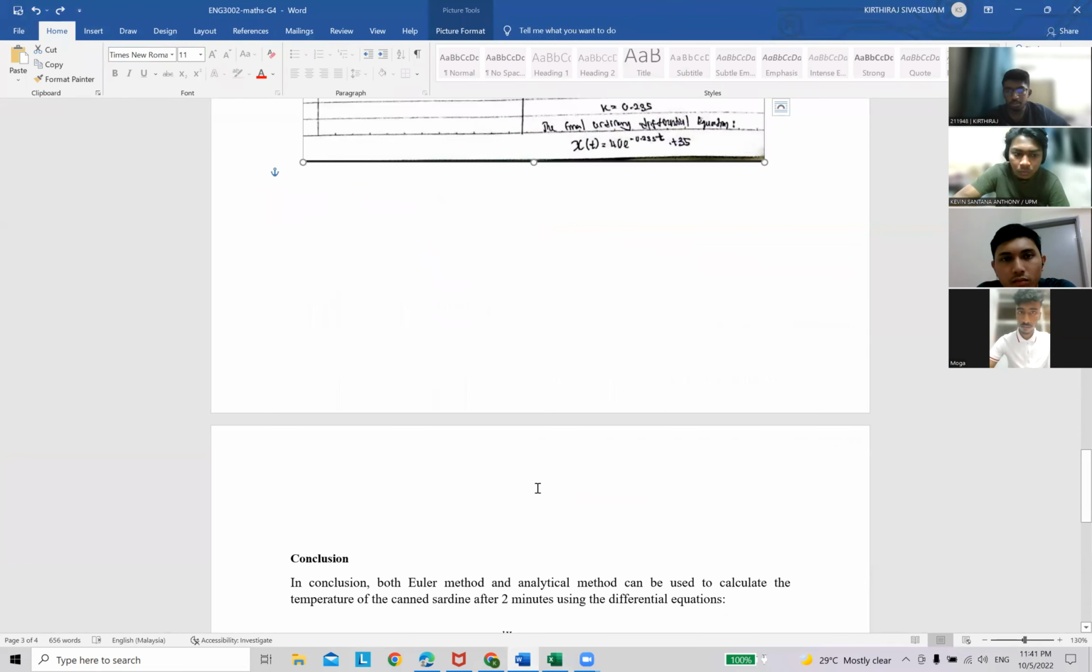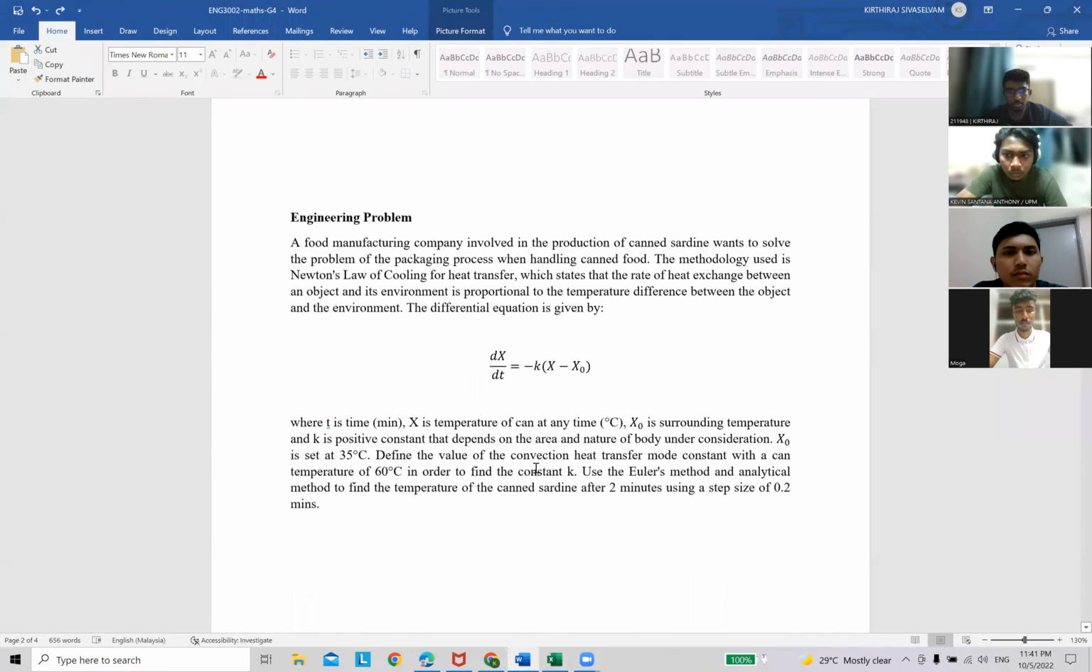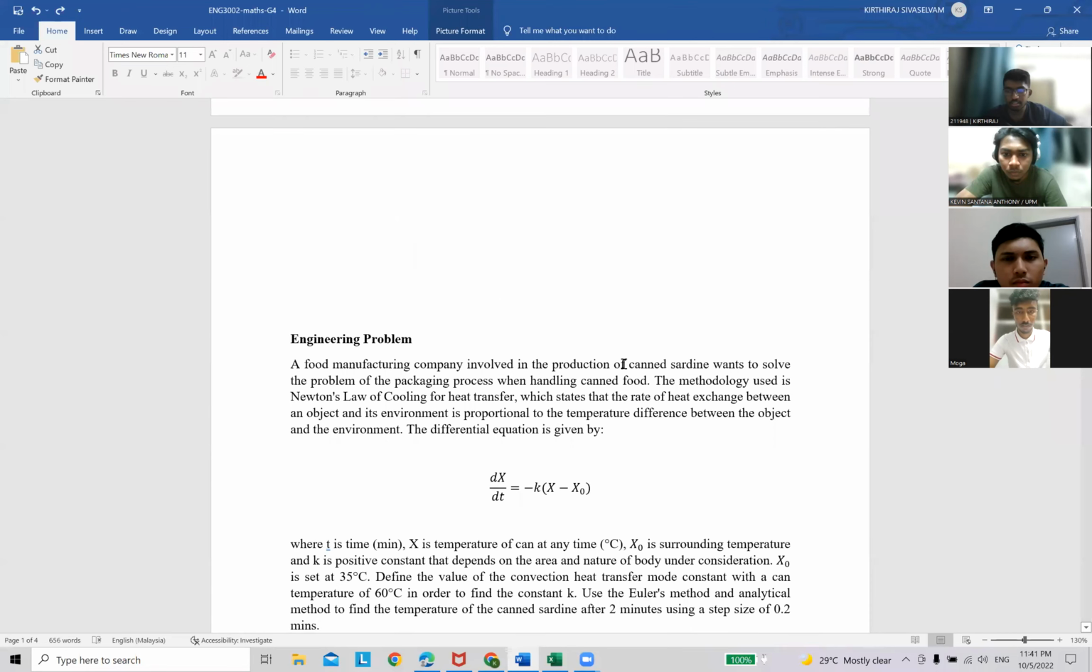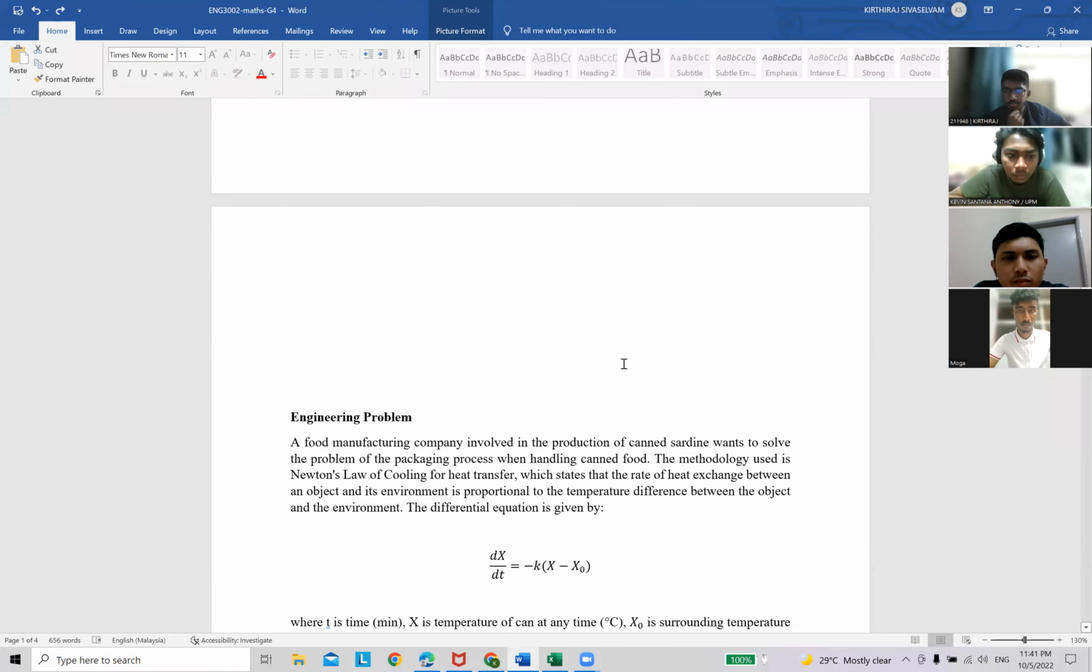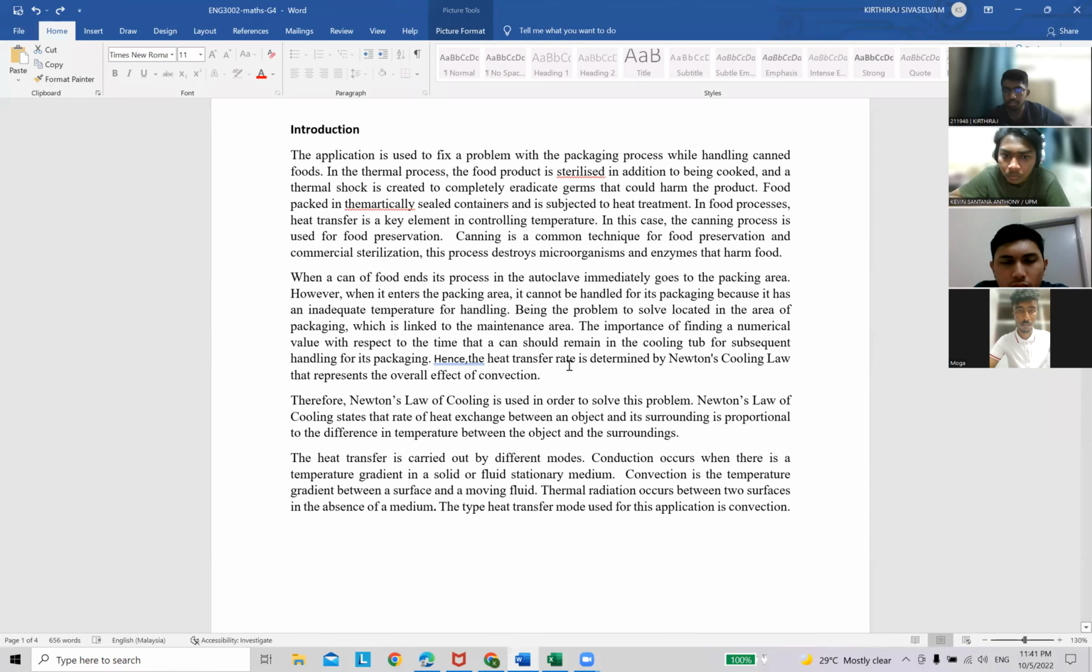Does anyone have any other opinion to improve, maybe in the conclusion or maybe introduction, or in the engineering problem, if they want to add anything extra? In my opinion, I think introduction we need extra points. Extra points to explain further more about the production line. I think anyone has any other addition maybe can give? Any? I don't know. What about Taufik? Do you have any suggestion?